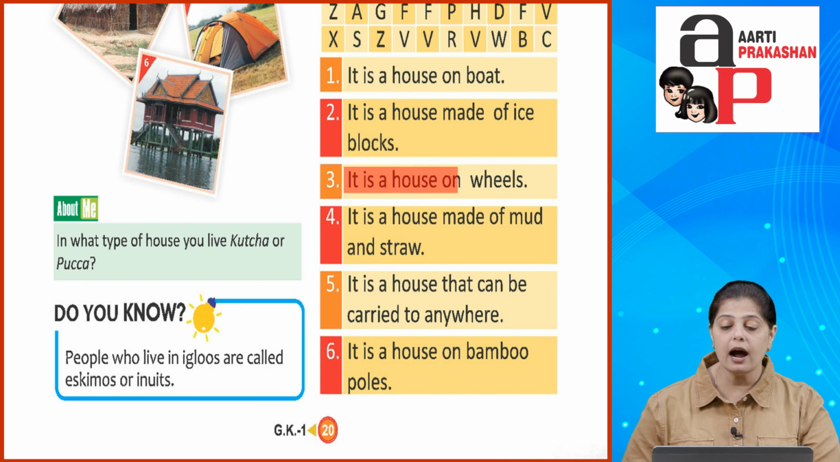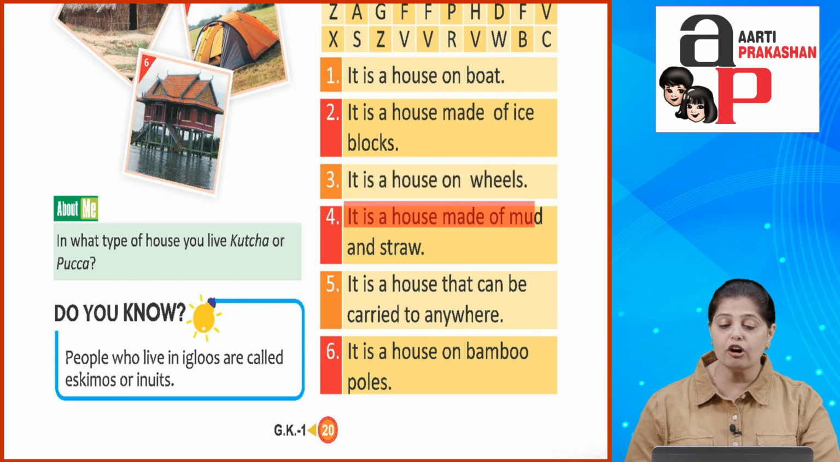Next, it is a house on wheels. Certain people love to travel from one place to another, and they live in a bus-like thing, or the van that they stay in, which has everything inside. They have a small kitchen, a washroom, the bedding, everything. These are called caravans. It's also called a house on wheels.